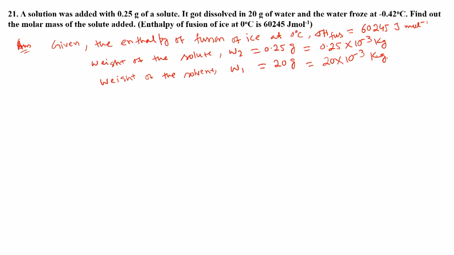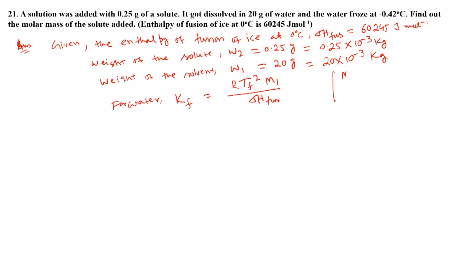Okay. So we need to calculate Kf of water here. The Kf for water is RTf square M1 by delta H vaporization. Not vaporization, this is delta H fusion here. This is the fusion process, delta H fusion.